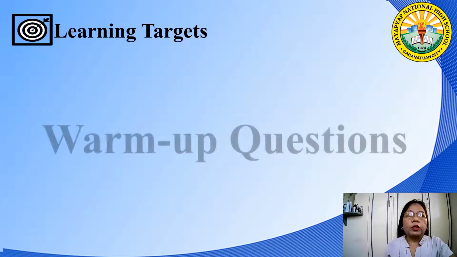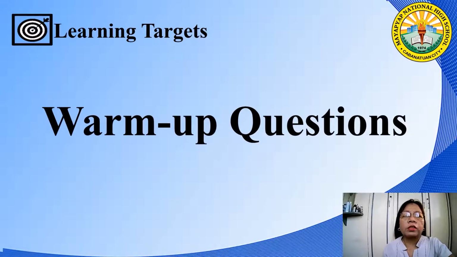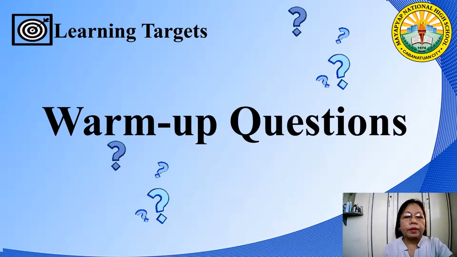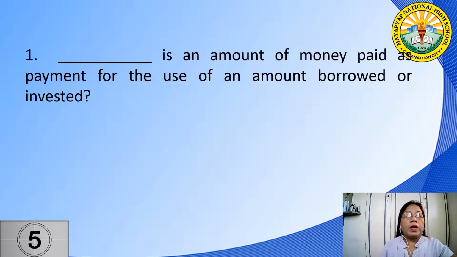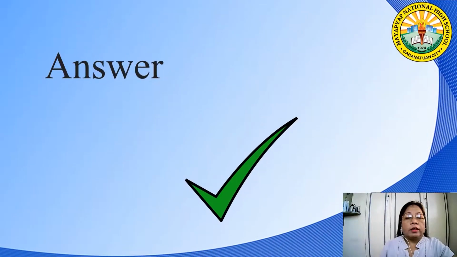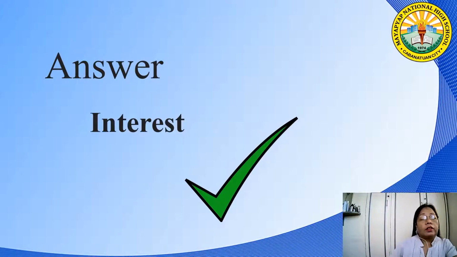Before the lesson, let us have some warm-up questions. I have some questions for you to answer. Question number 1. Blank is an amount of money paid as payment for the use of an amount borrowed or invested. Time starts now. Excellent. The answer is interest.